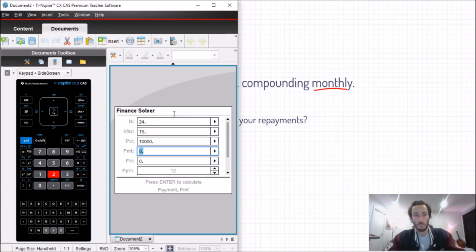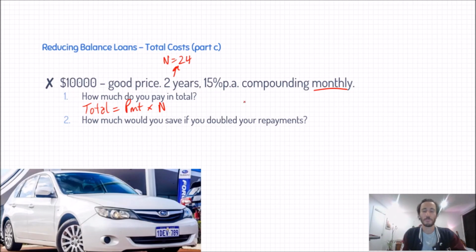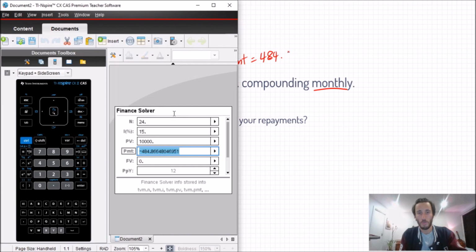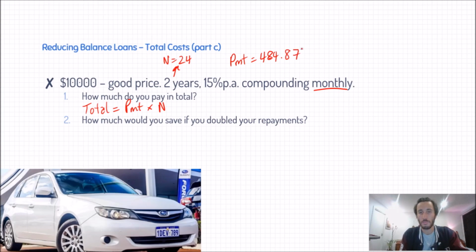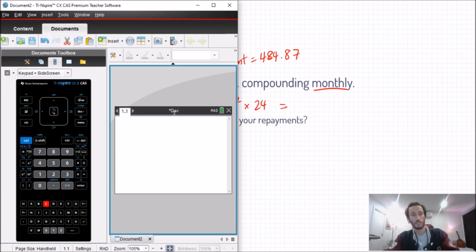Go back to our payment, press enter, and we've got $484.87 rounding up. So our payment is $484.87, times 24, which is, so if I just get this number and times it by 24, I get $11,636.80.